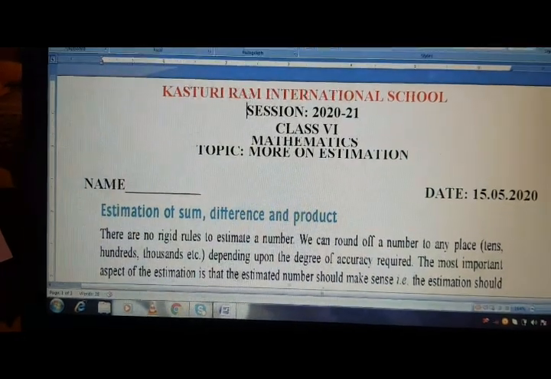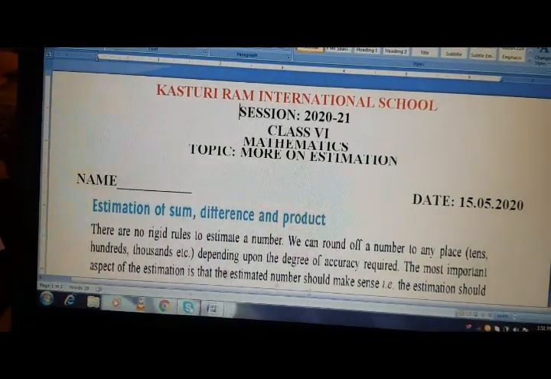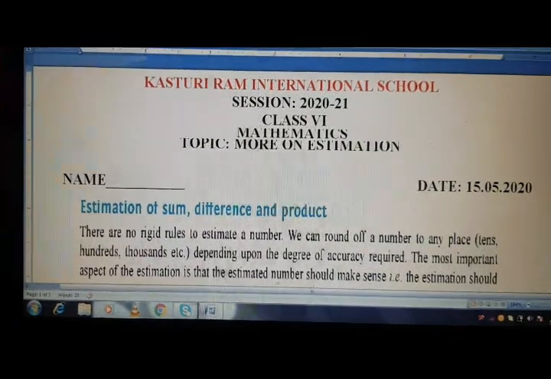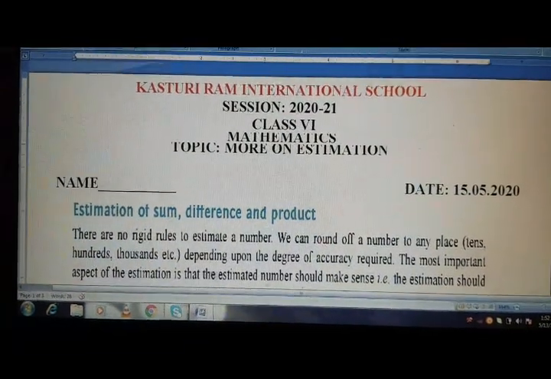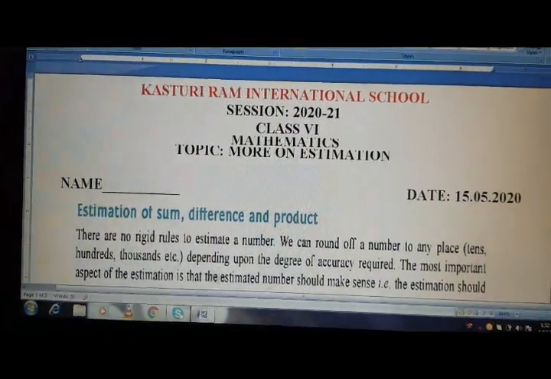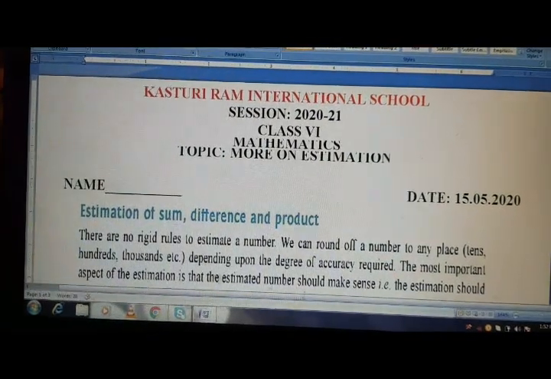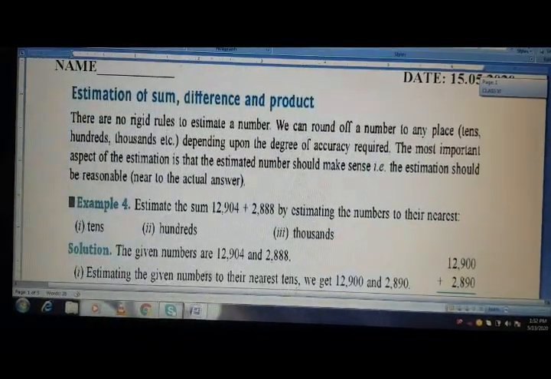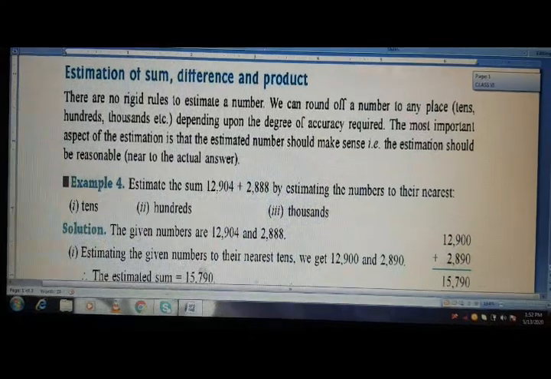Good morning students. Today we are going to start with the estimation of sum, difference and product. You have already done estimation, so approximation, and this is just an add-on of that content. So let's deal with the examples.